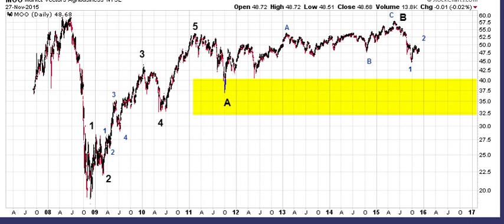So here's the long-term chart of MOO. Its inception was in 2007. It tanked in 2008 alongside the rest of the market, but since then it's all been pretty constructive price action. You can see a nice five-wave advance off the 2008 low into the 2011 high.